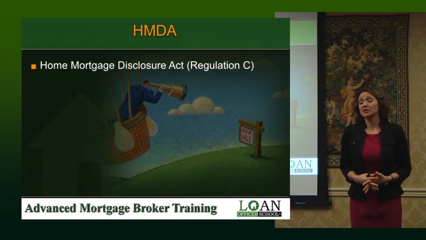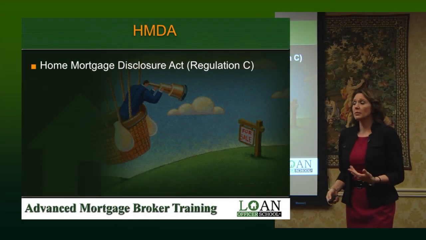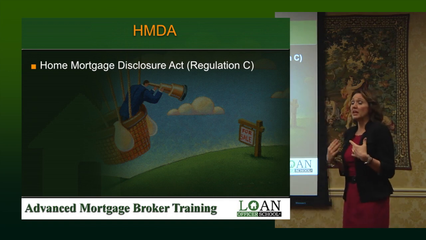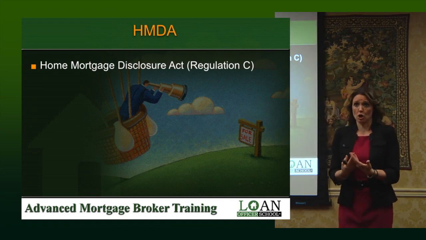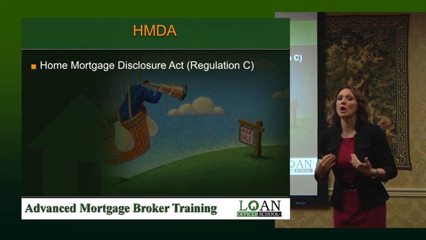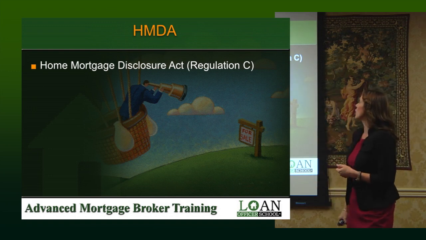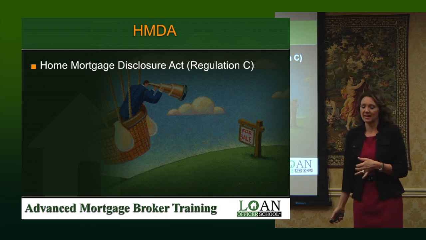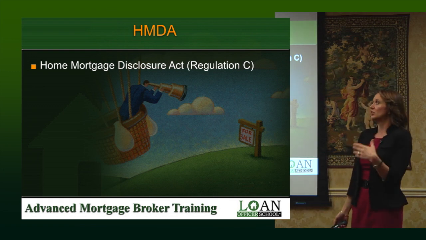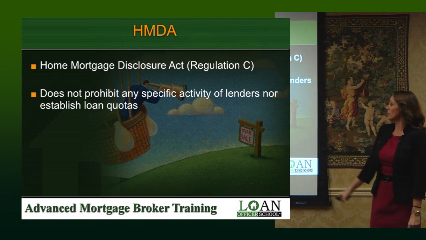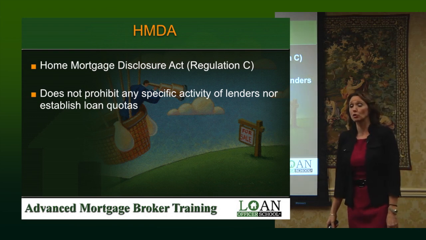Now, with the Home Mortgage Disclosure Act, this law was created again to give companies and individuals the ability to learn about what is going on in their area. The Home Mortgage Disclosure Act is also known as Regulation C. It's about disclosing information on a home for the mortgage. It does not prohibit any specific activity of lenders nor establish loan quotas.